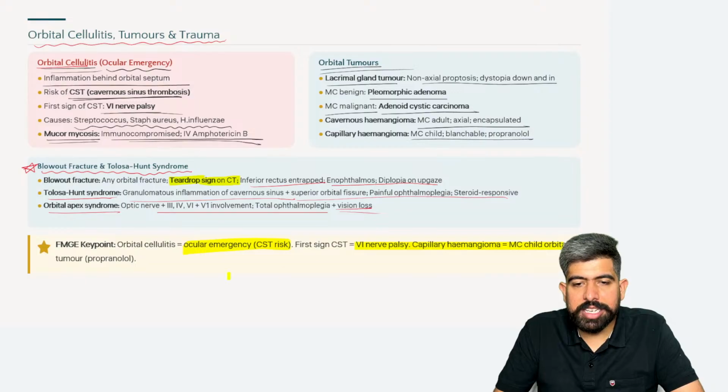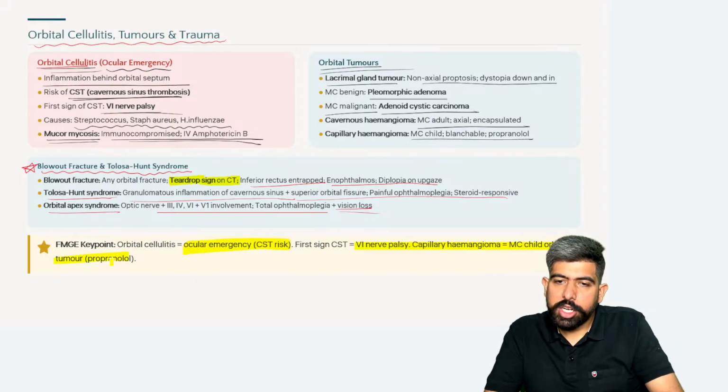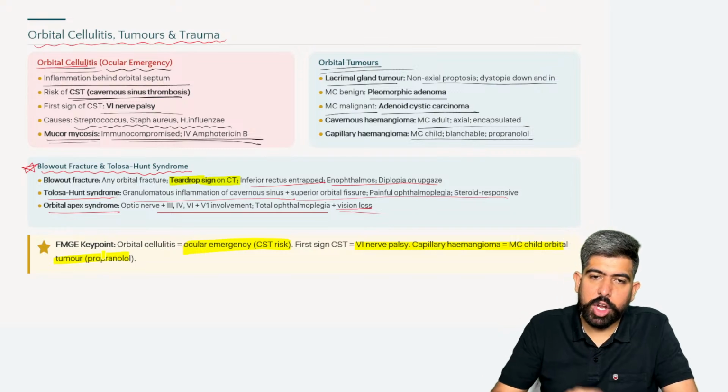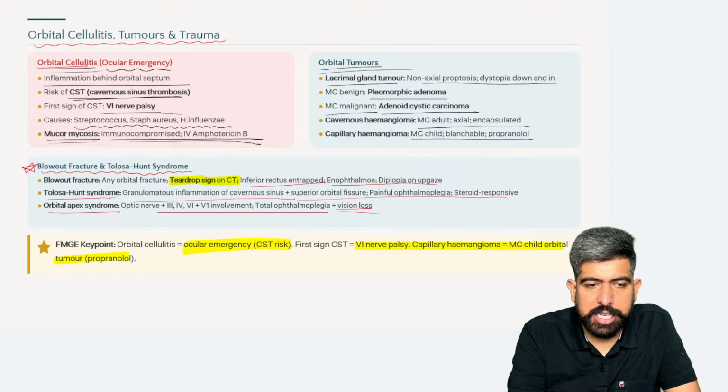Capillary hemangioma is the most common childhood orbital tumor. Yes, we are talking about the most common childhood orbital tumor, not the intraocular one. Please remember it. Okay.